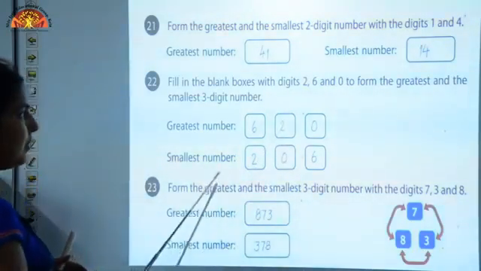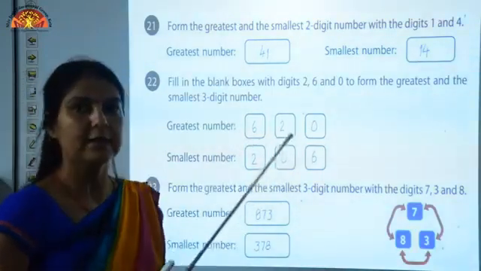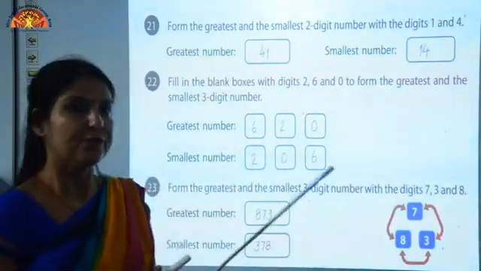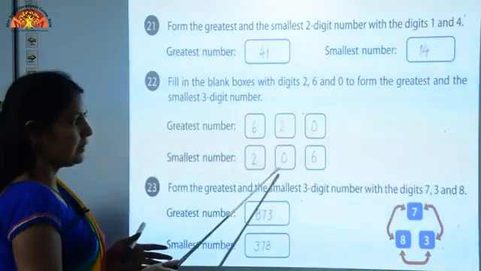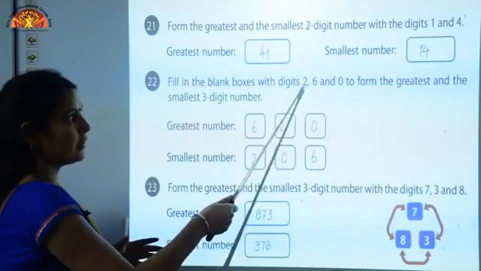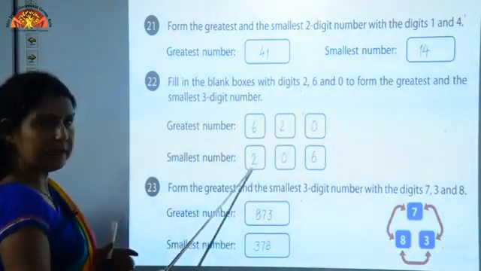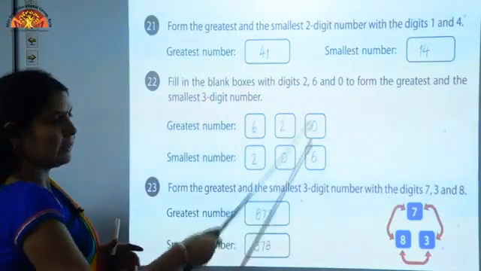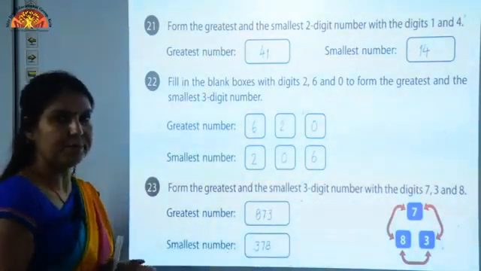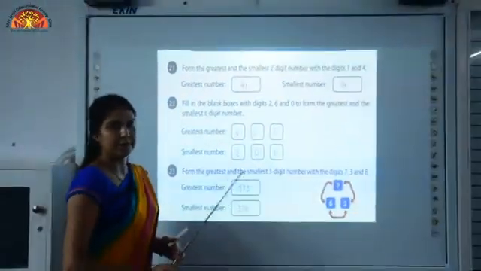Now the smallest number. Children, in the smallest number we cannot start the number from 0. So we have to write 0 in between them, and we have to start with whichever is smaller of these 2. This is 2, so we will write 2 first, then 0 and then 6. I hope you have understood. The next question you can try yourself.